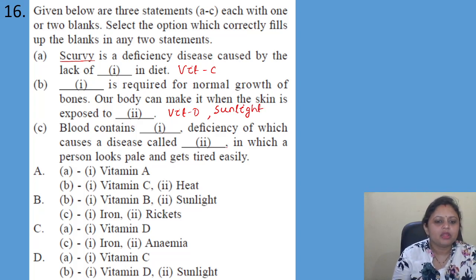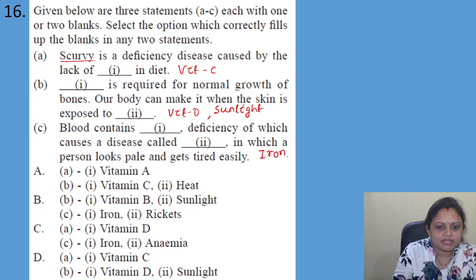sunlight. Okay. Now blood contains dash, deficiency of which causes a disease called dash, in which a person looks pale and gets tired easily. Blood contains dash. Yes. Let me write here hemoglobin. Okay, so hemoglobin, the main composition is iron, so we can write here iron. Blood contains iron. Deficiency of iron causes anemia.